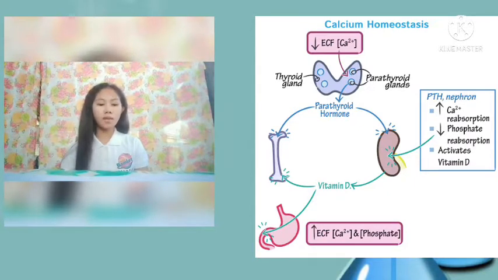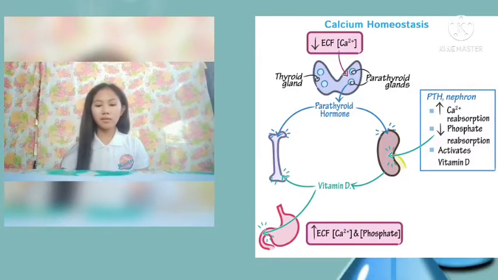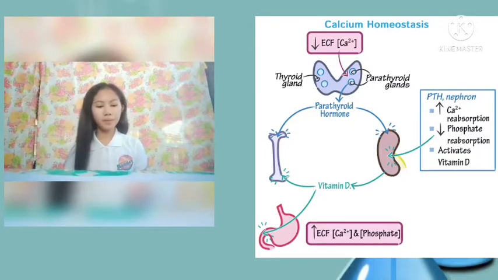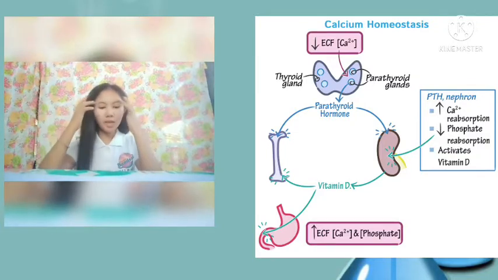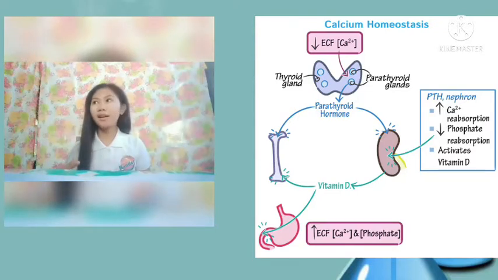Calcium homeostasis. So, what exactly is calcium homeostasis? Calcium homeostasis refers to the maintenance of a constant concentration of calcium ions in the extracellular fluid.